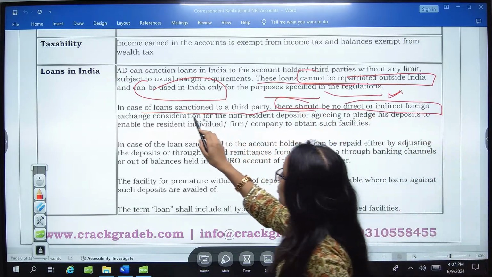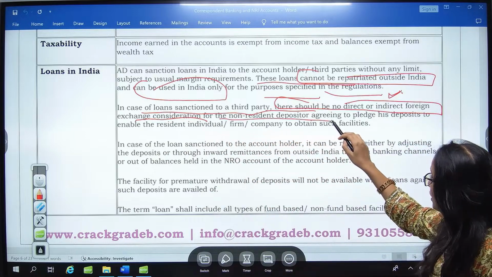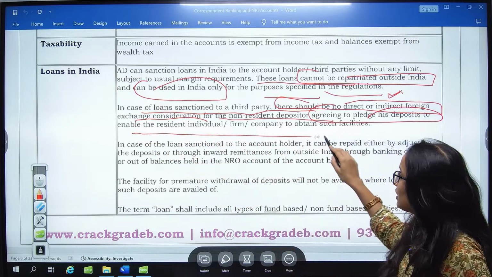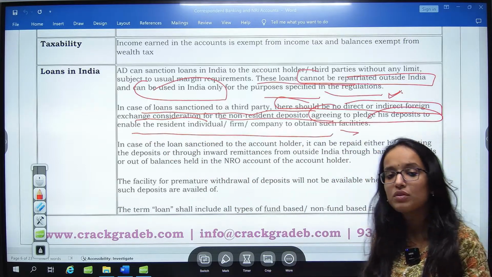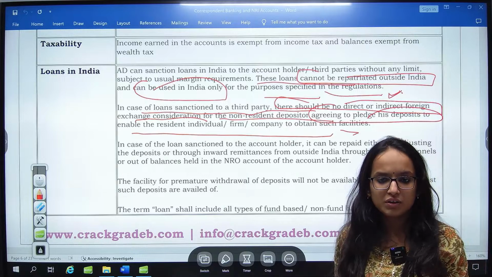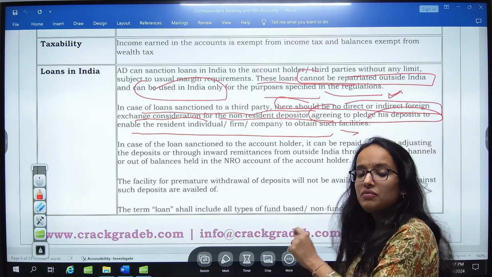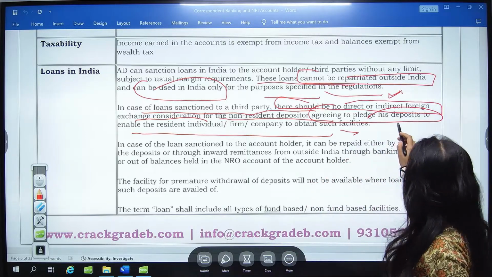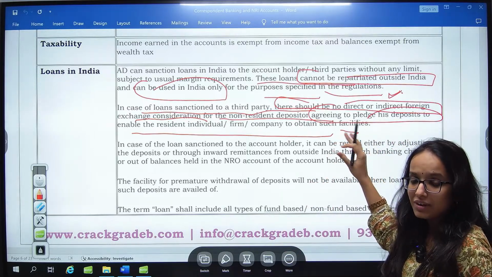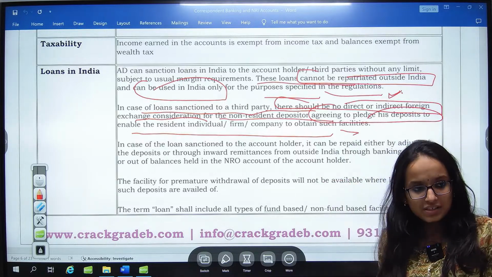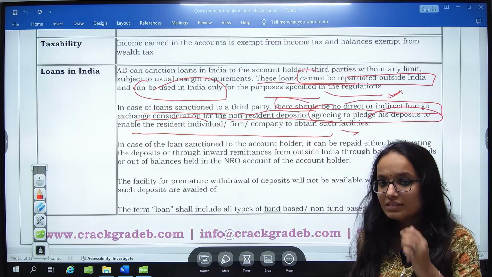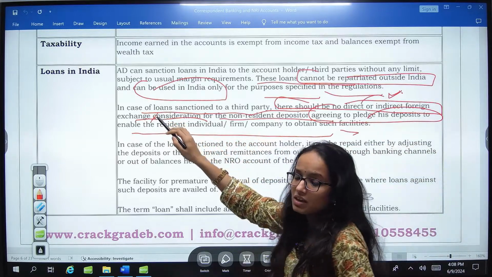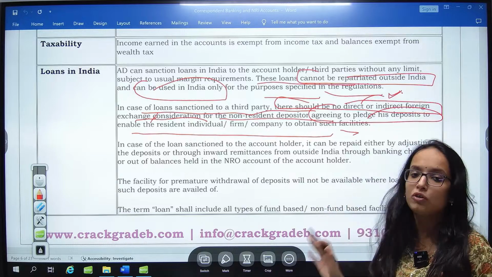Second thing, in case of loans sanctioned to a third party, there should be no direct or indirect foreign exchange consideration for the non-resident depositor agreeing to pledge his deposits to enable the resident individual to obtain such facilities. This same provision was there in the NRE account, if you remember it. If the FCNRB account holder pledges these deposits as security for letting some resident relative take a loan, that can happen, but there is no foreign exchange benefit or consideration which can be provided.